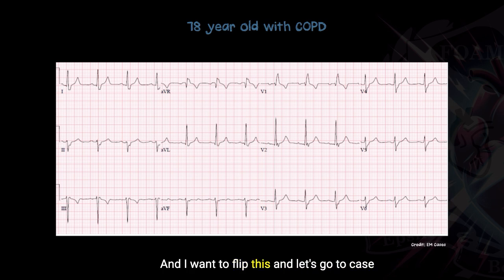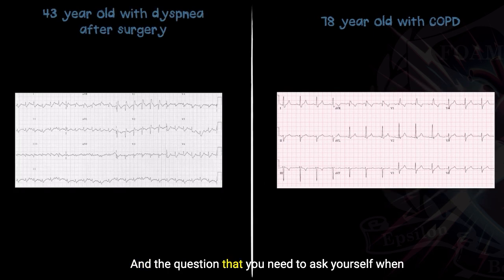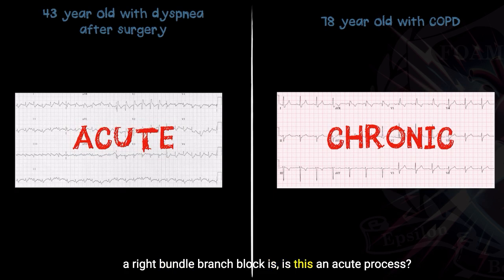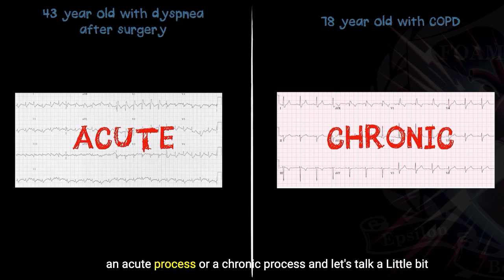And I want to flip this, and let's go to case number two, 78-year-old with COPD. Same thing, we have this RSR prime pattern in V1. We have a deep S wave out in V6. And the question that you need to ask yourself when you're presented with these two cases, and anytime with a right bundle branch block, is: is this an acute process or is this a chronic process? So in the acute process, the pulmonary embolism is an acute process that's happened for this 43-year-old that's post-surgery, as opposed to the 78-year-old with chronic COPD who probably has frequent exacerbations, right? And so that's question number one that you need to ask. Is this an acute process or a chronic process?